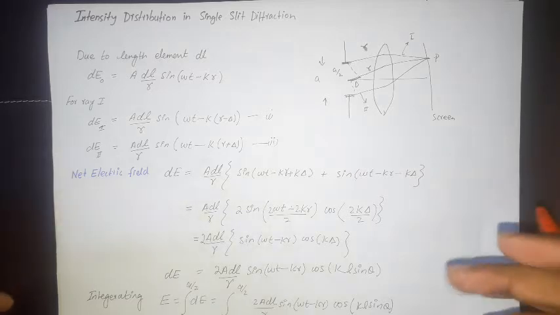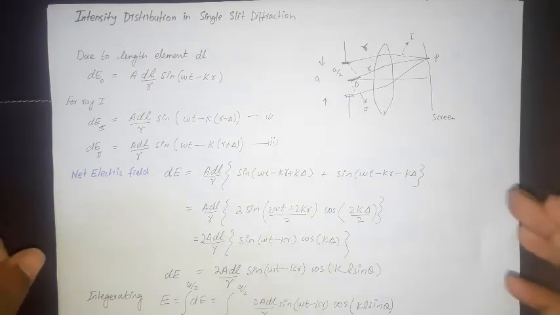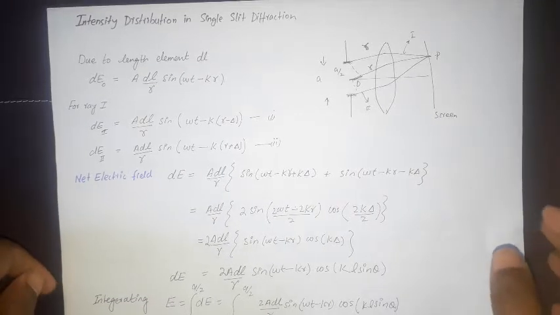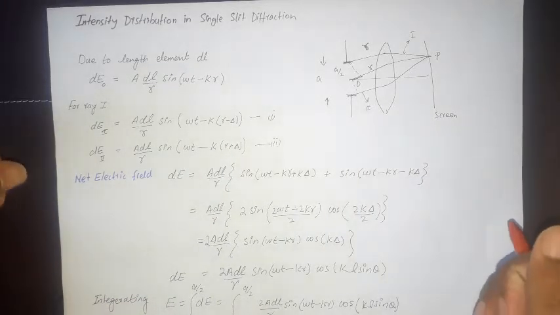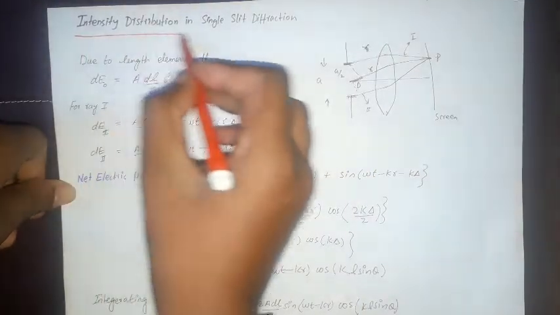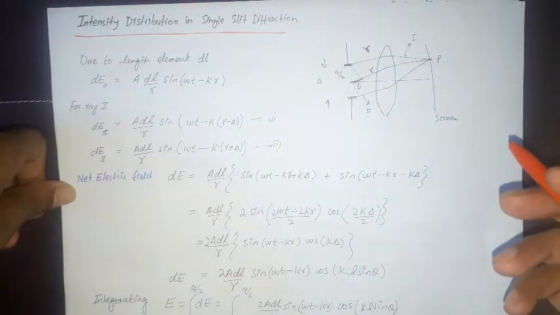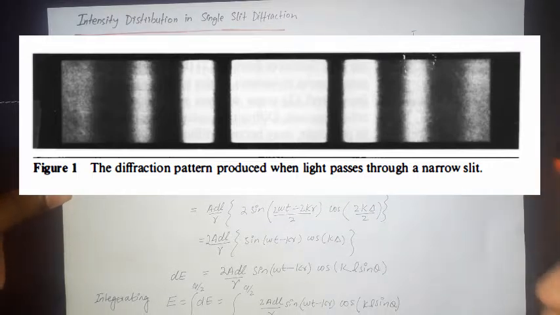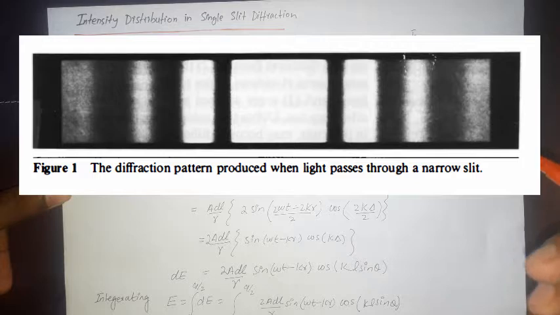So in the previous video I talked about single slit diffraction and we found the condition for minima. In this video I'm going to talk about the intensity distribution in single slit diffraction. First you see this pattern on the screen. This is a single slit diffraction pattern and you see that the intensity is not uniform.